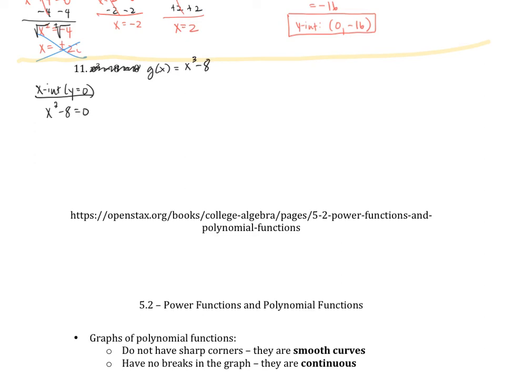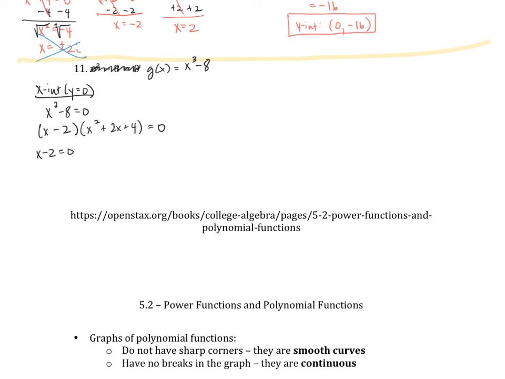So I want to try to factor this. So we're going to have x minus 2 times x squared plus 2x plus 4 equals 0. So that is a difference of cubes. If you do not know how to factor that, you need to go back and watch the video on factoring. So that is how you factor the difference of cubes. Now you want to set each factor equal to 0 and solve.